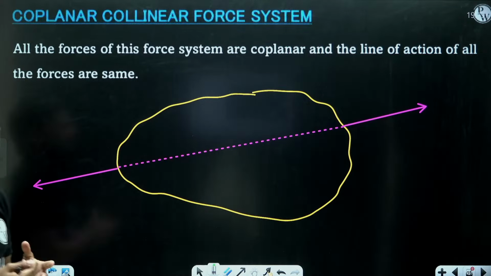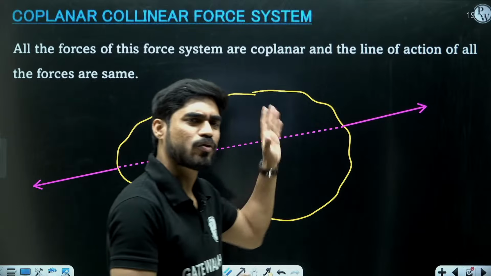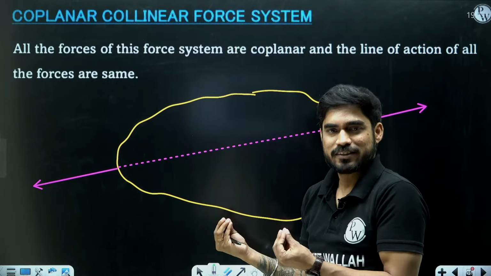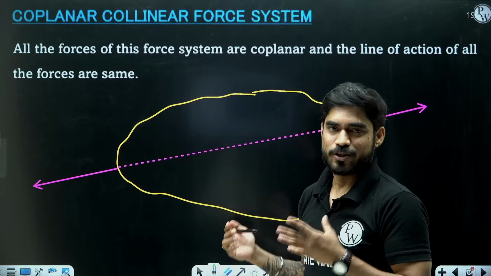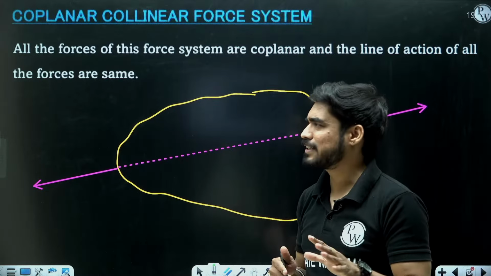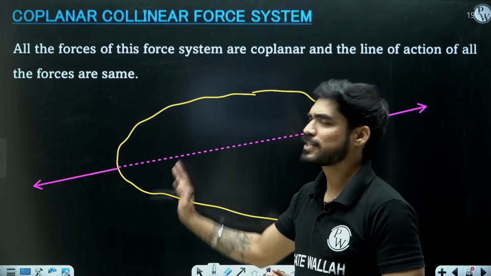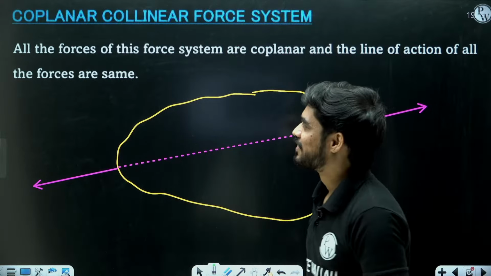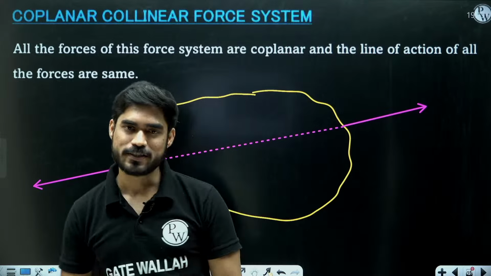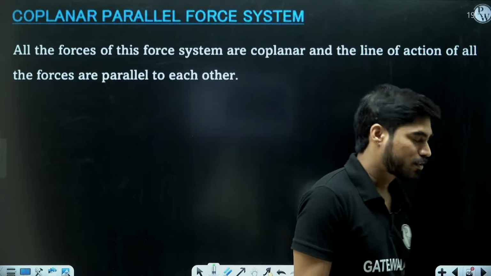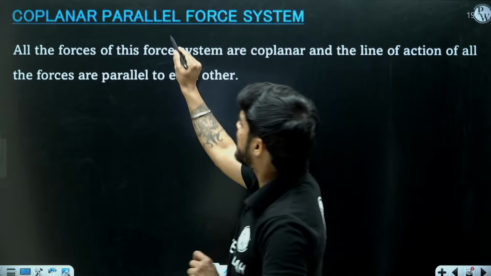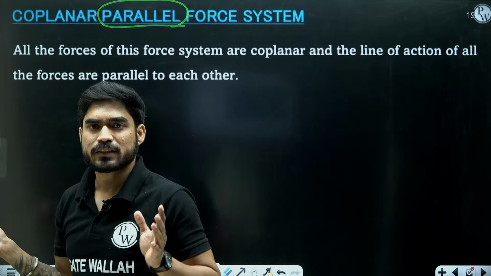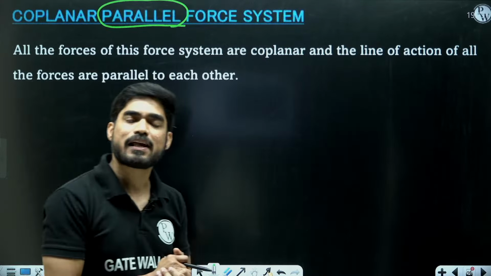Now in your syllabus, you will hardly see a question based on this force system. Why? Because it is very easy, right? It's very easy. So you will hardly see any question. I don't think that there is any question based on this force system in any exam. It will be too easy for us, right? So let's move on to the next force system, which is very important for us. Coplanar parallel force system. Now by the name itself it is clear. What do we mean by coplanar parallel force system?